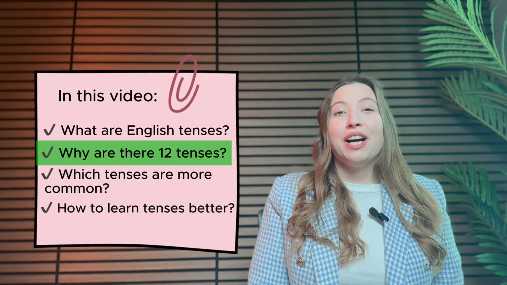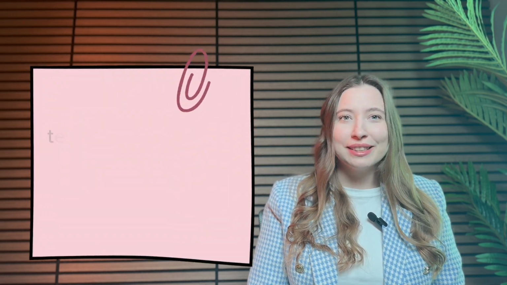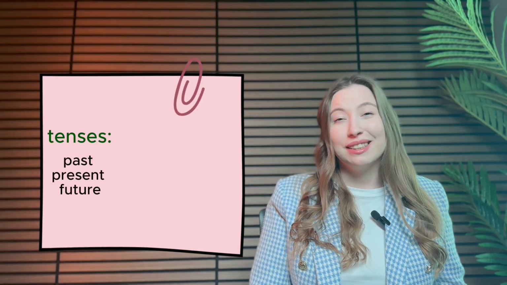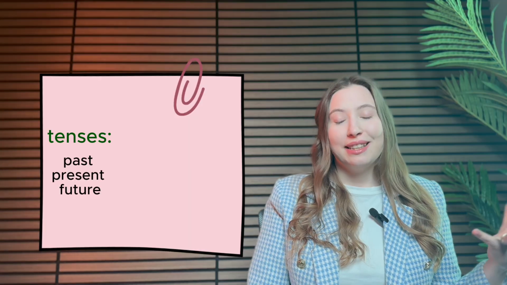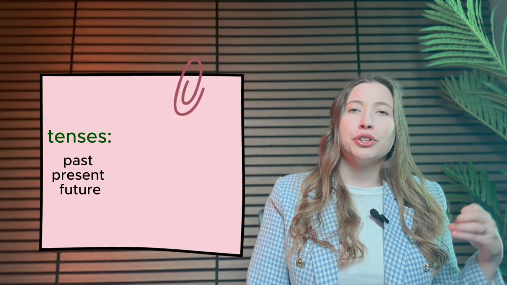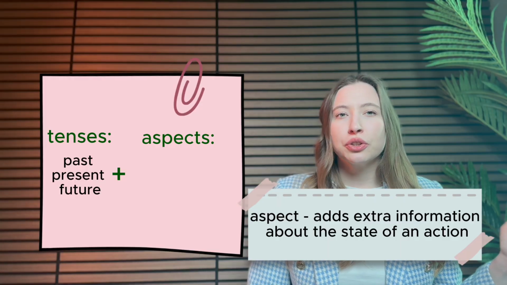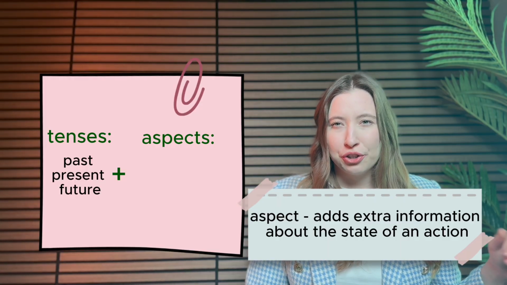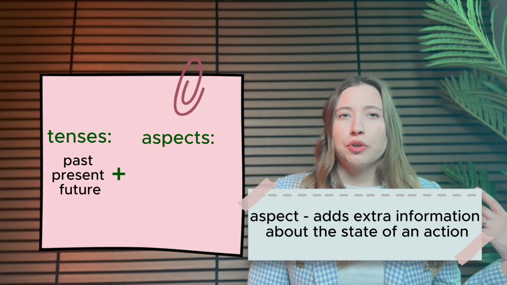So, why are there 12 tenses? If English essentially has present, past, and, in a sense, future, why do textbooks say there are 12 tenses? The answer is because English also uses something called aspect. So, aspect adds extra information about the state of an action. For example, whether it's ongoing, completed, or repetitive.